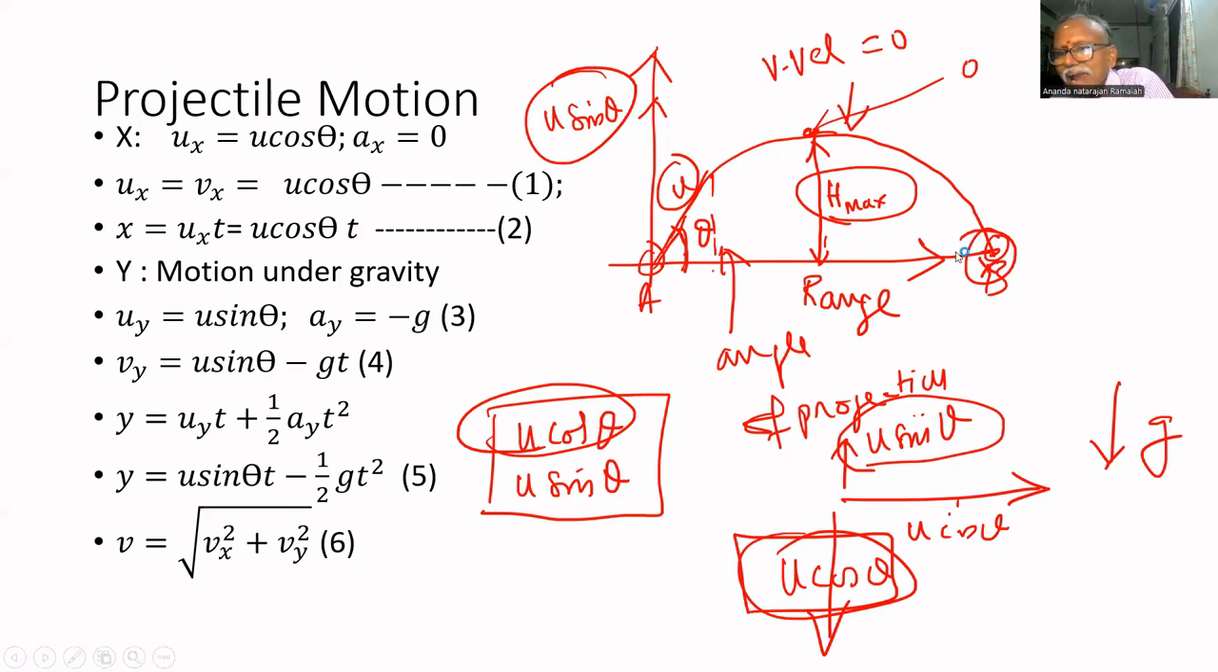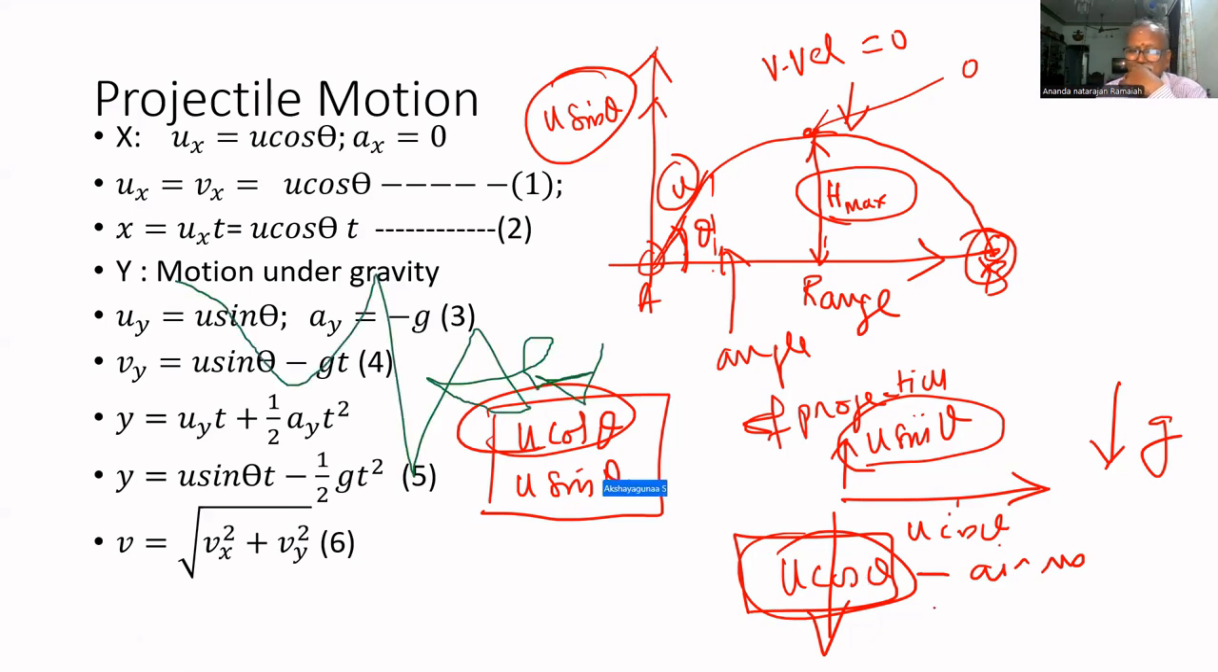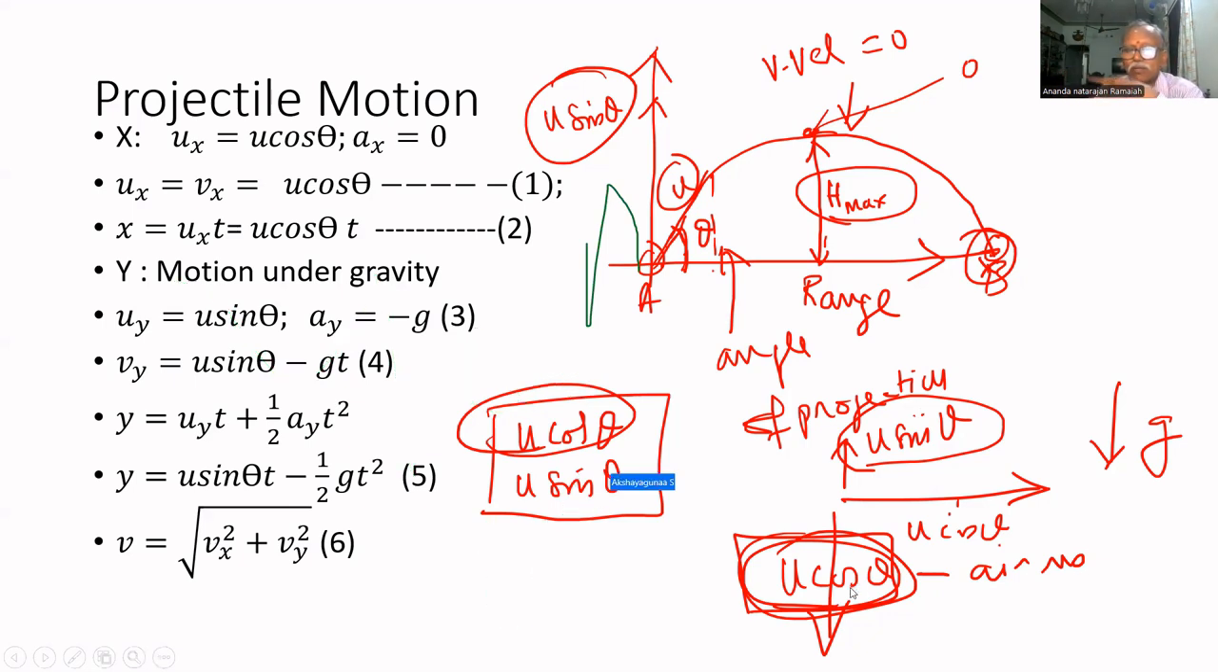Unless otherwise stated, air resistance is ignored. Otherwise, its speed will decrease due to air resistance. But let us assume that it is an air-free zone. For mathematics, we will assume like that. That's why u cos theta remains the same. That is the advantage of separating this velocity into two parts: one is u cos theta, another one is u sin theta.